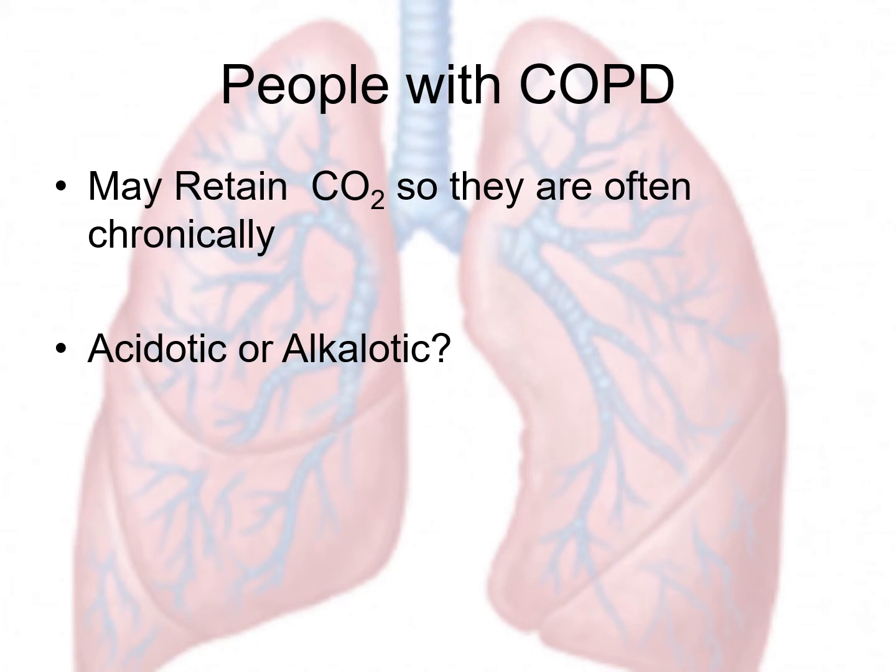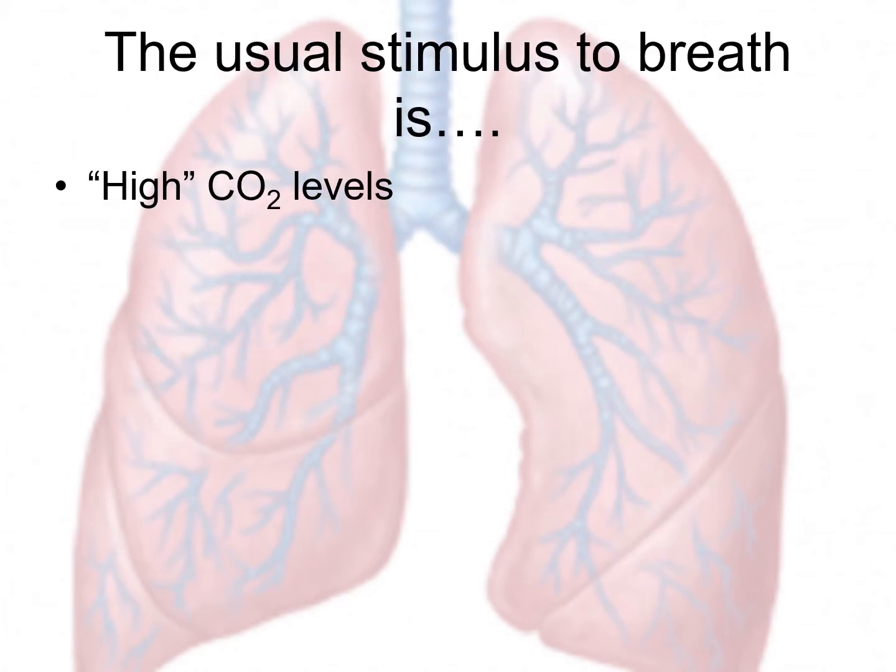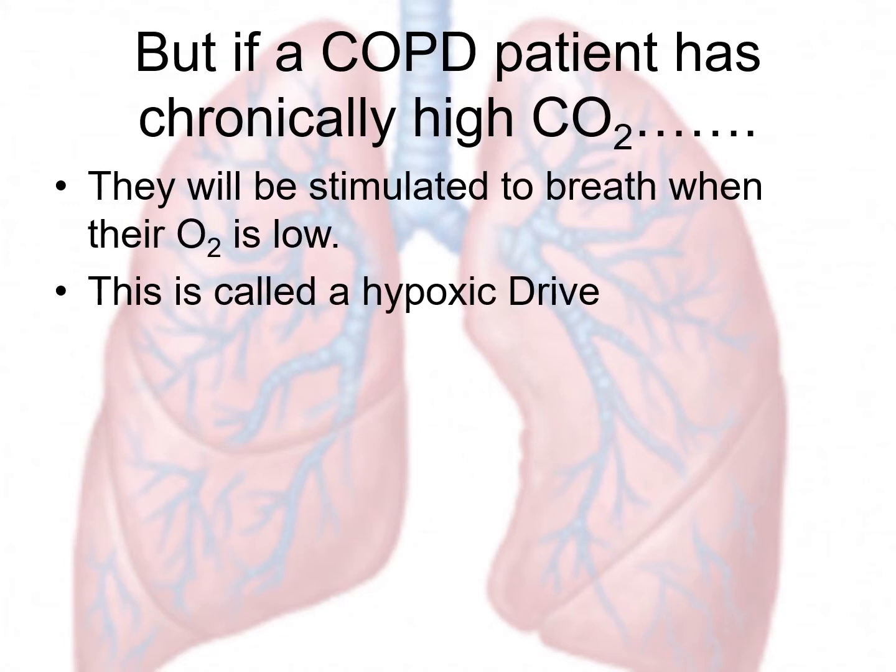When they retain CO2 chronically, they're chronically acidotic. So the usual stimulus to breathe is high CO2 levels. If you hold your breath, your CO2 goes up, and eventually you'll go, oh my God, I've got to breathe. Well, the problem is that in people with COPD, sometimes their CO2 levels are chronically high. So their body actually switches over to something called the hypoxic drive. So really it's the low level of oxygen that's the stimulus to breathe.